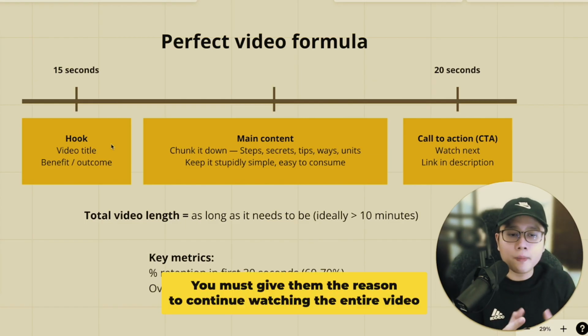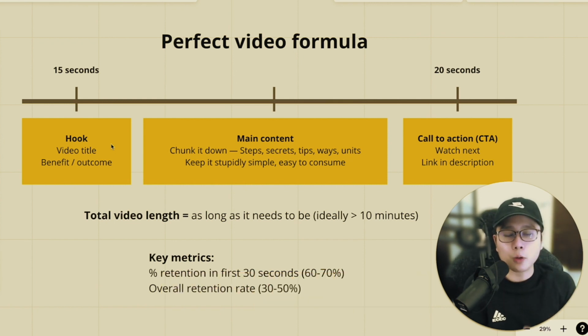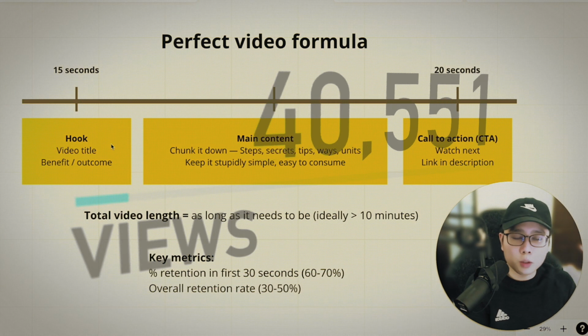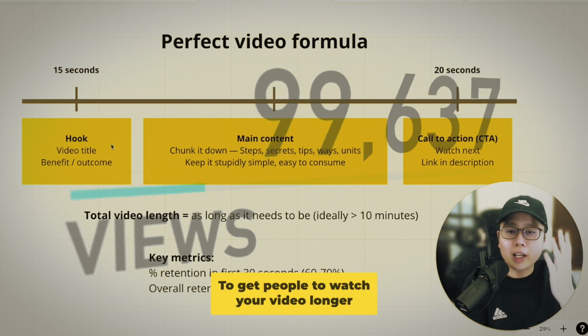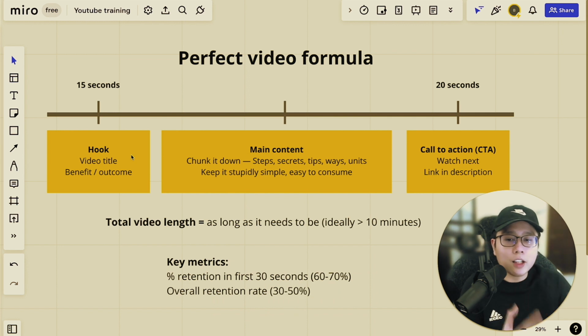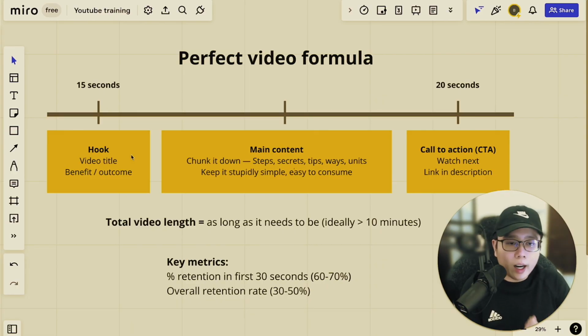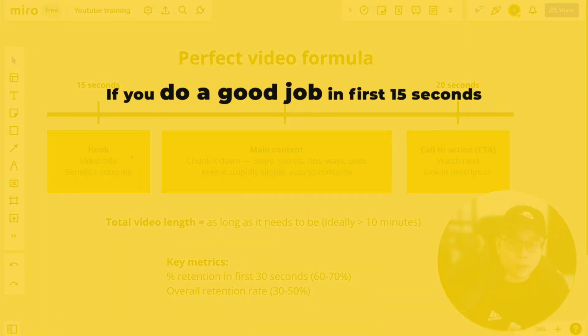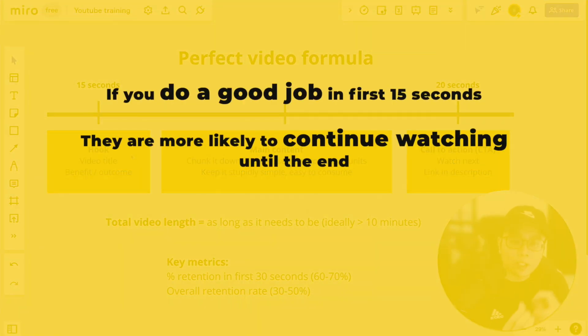You must give them the reason to continue watching your entire videos, because the number 1 key metric for you to get a lot of views, to get YouTube to promote and rank your videos, is to get people to watch your video longer. You want to increase the watch time and the retention rate in your videos. You want to get more people to watch your videos and watch them longer. You want to keep them binge watching your content and videos in a YouTube channel. So that's why the first 15 seconds is super crucial, because if you do a good job in the first 15 seconds, they are more likely to continue watching until the end. If you don't, they just bounce off.